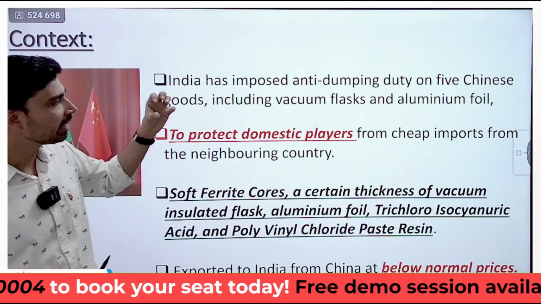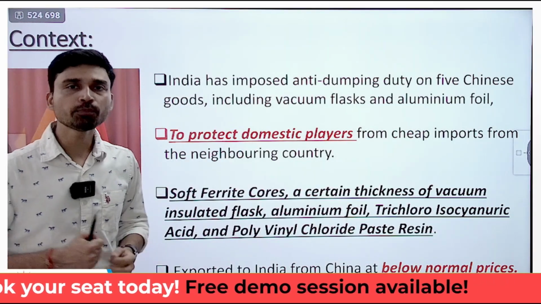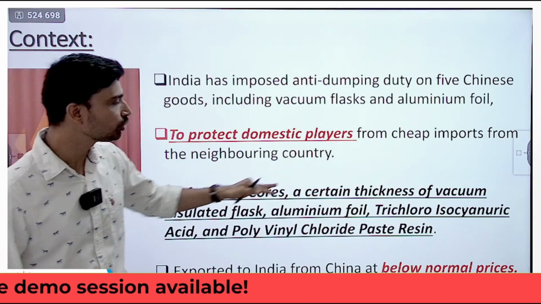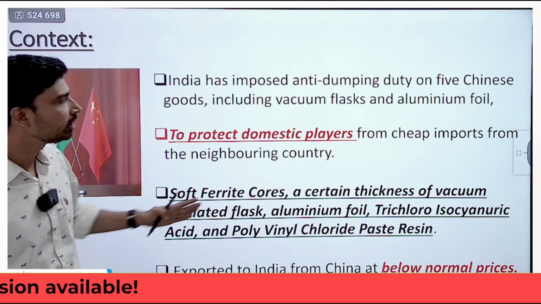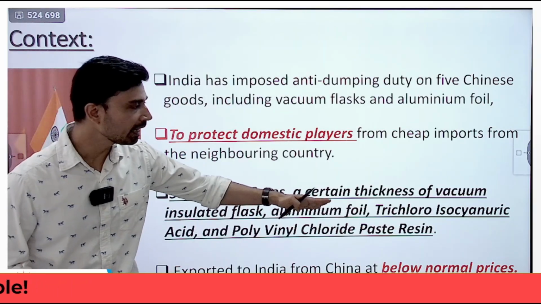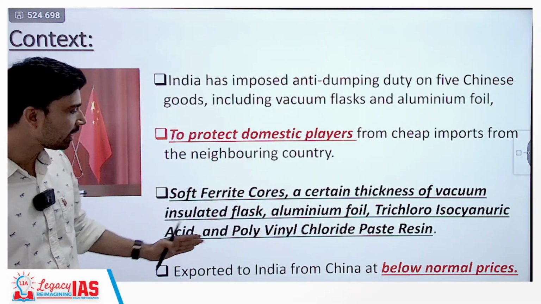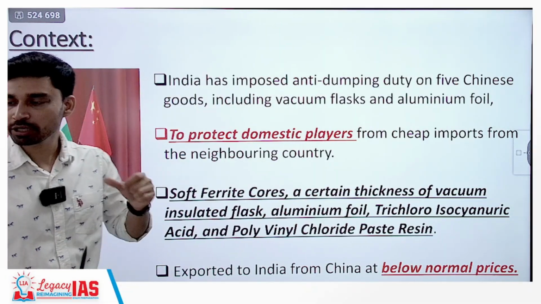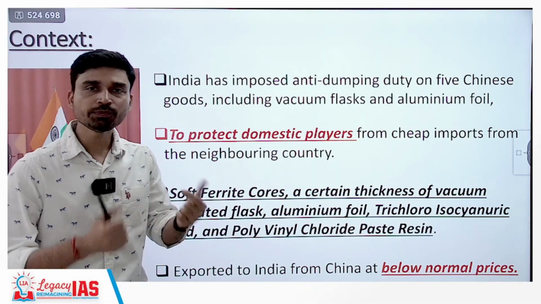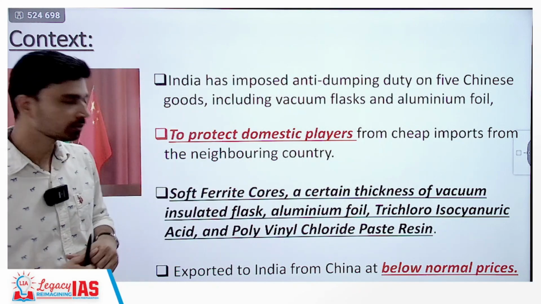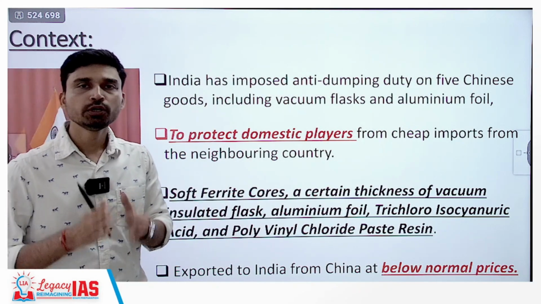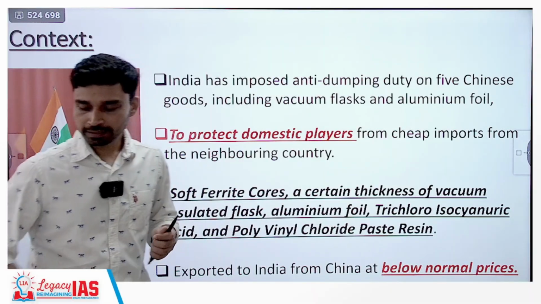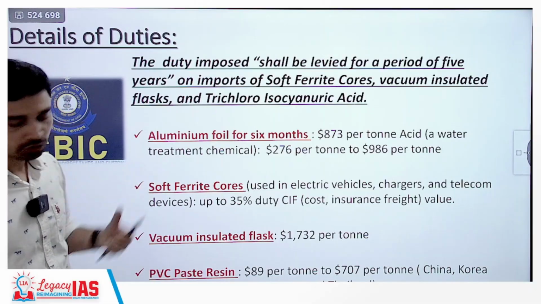Apart from vacuum flask and aluminium foil, the other products targeted in this decision of the Commerce Ministry are soft ferrite cores, a certain thickness of vacuum insulated flask as we discussed, Trichloro Isocyanuric acid and polyvinyl chloride PVC paste resin. These are the products on which ADD has been imposed. The reason is that all these 5 products were being exported to India from China at below normal prices, and that is why the decision has been taken to protect domestic producers.